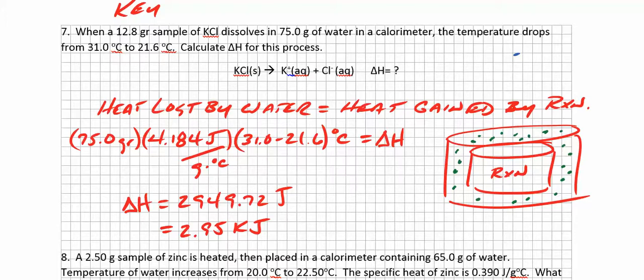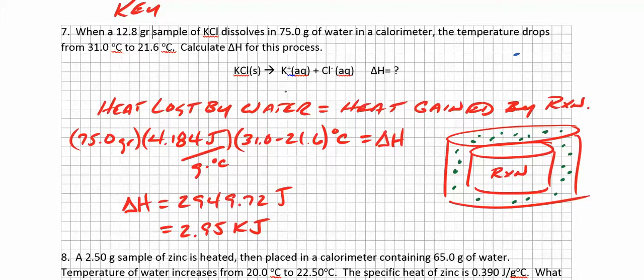Here we go. Number 7 says this. When a 12.8 gram sample of potassium chloride dissolves in 75 grams of water in a calorimeter, the temperature drops from 31 degrees to 21.6 degrees Celsius. We want to calculate the delta H for this process. So let's take a look at what the scheme is.